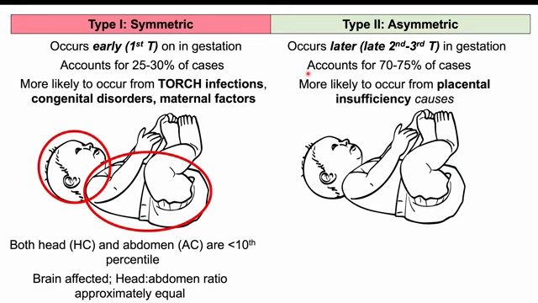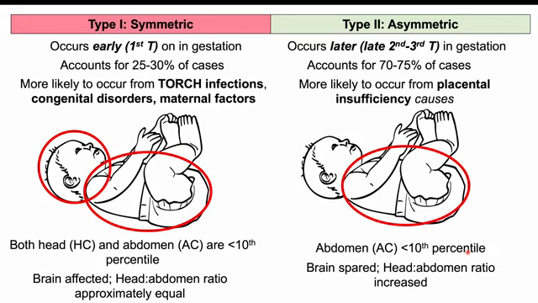So because it's asymmetric, not all bodily parts are going to be equally affected. So in the asymmetric type, it's going to be the abdomen that is affected. So abdominal circumference is going to be less than 10th percentile for gestational age. And because the head is spared, the brain is also spared, and we see an increased head to abdomen ratio. So this is going to be important with regards to type 2.